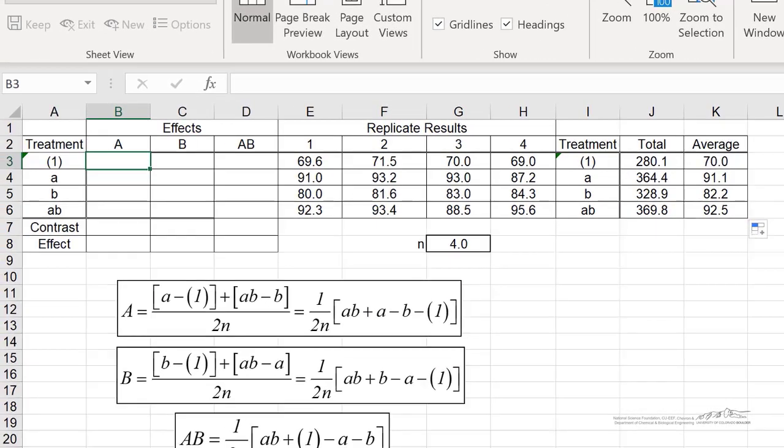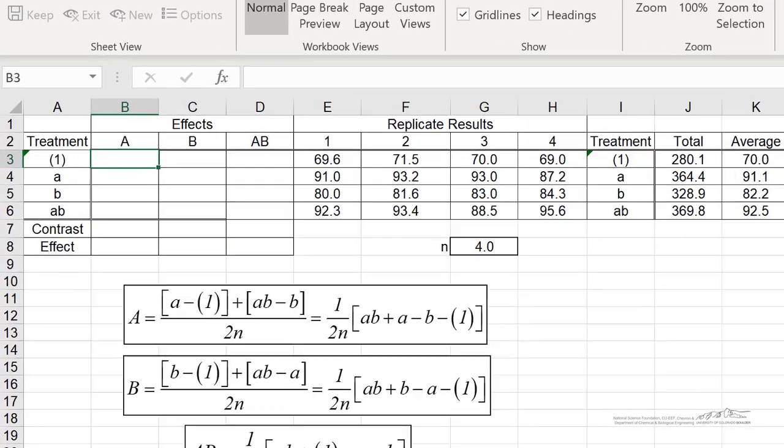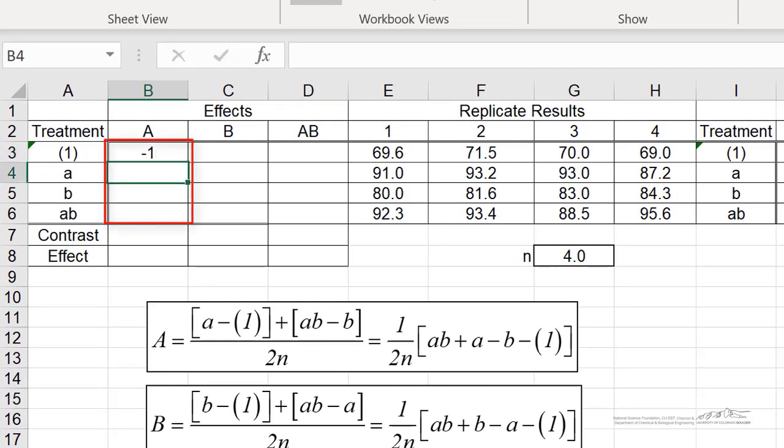Now we can set up our coded factors here. So A, this is additive. We go -1, 1, -1, and 1. B, -1, -1, 1, and 1. And just verify that those refer to these treatment levels. (1) is low level of both. AB is the high level of both. A is high A, low B. Little b is low A, high B.